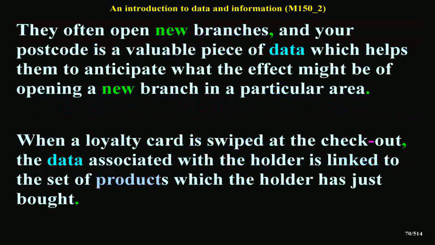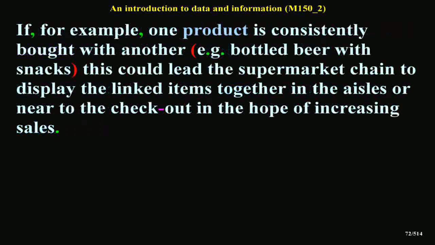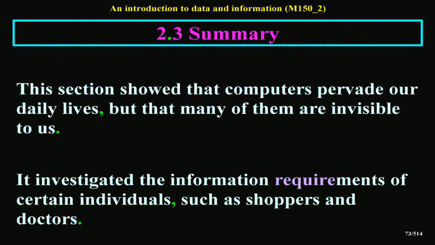When a loyalty card is swiped at the checkout, the data associated with the holder is linked to the set of products which the holder has just bought. This provides further information for the senior management of the supermarket chain. For example, it could be used to detect whether there is any pattern in the buying habits of customers. If, for example, one product is consistently bought with another, e.g., bottled beer with snacks, this could lead the supermarket chain to display the linked items together in the aisles or near to the checkout in the hope of increasing sales.